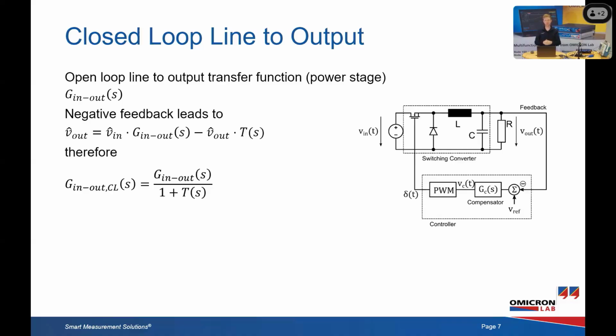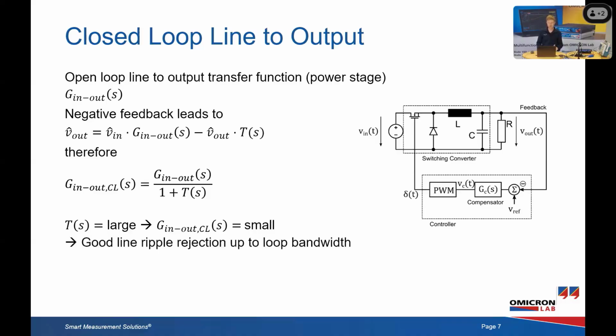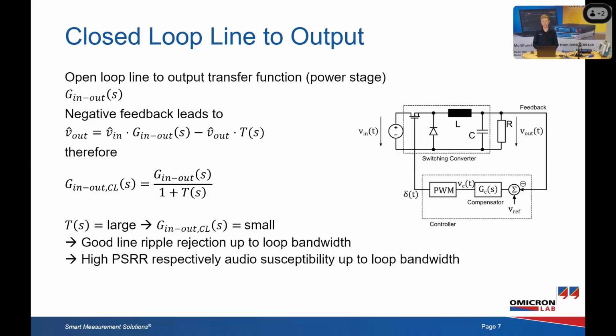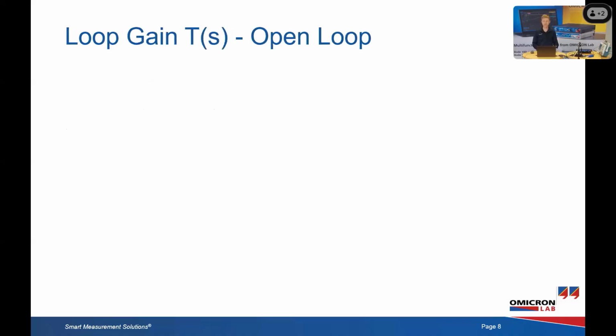That is the open loop value divided by 1 plus T. And again, if the T is a large number, then the result will be, in this case, a small number, because something divided by a large number usually gives a small number. And small number means nothing goes through, so we have good ripple rejection from the line to the output, at least up to the loop bandwidth. That also means we have high PSRR, or audio susceptibility, up to the loop bandwidth, and that's usually what we want.